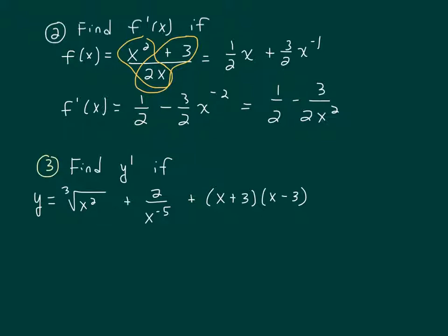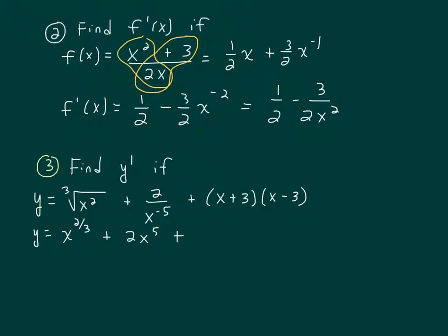Our last example here involves a function that is kind of nasty looking, and there is a good amount of prep work required before we can go through term by term and find our derivative. With our first term here, we have the cube root of x squared. We have to remember our exponent rules. This is the same as x to the 2/3. For our next term, this 2 over x to the negative 5, once again, remember your exponent rules. When we bring up this x to the negative 5, this becomes 2x to the positive 5.